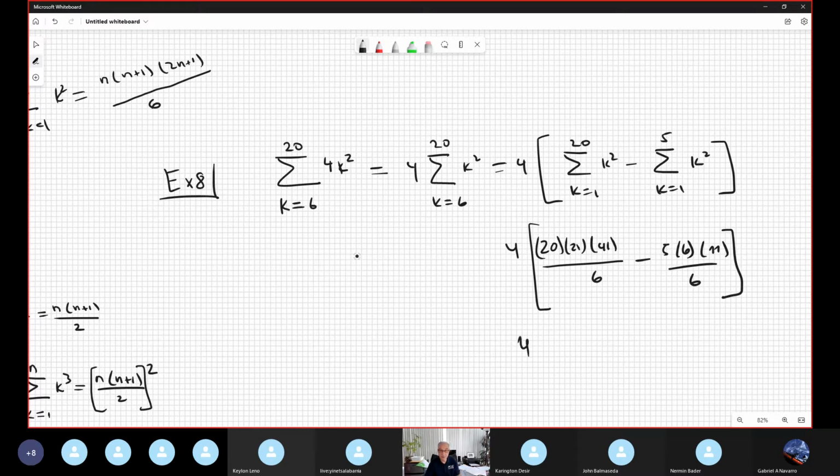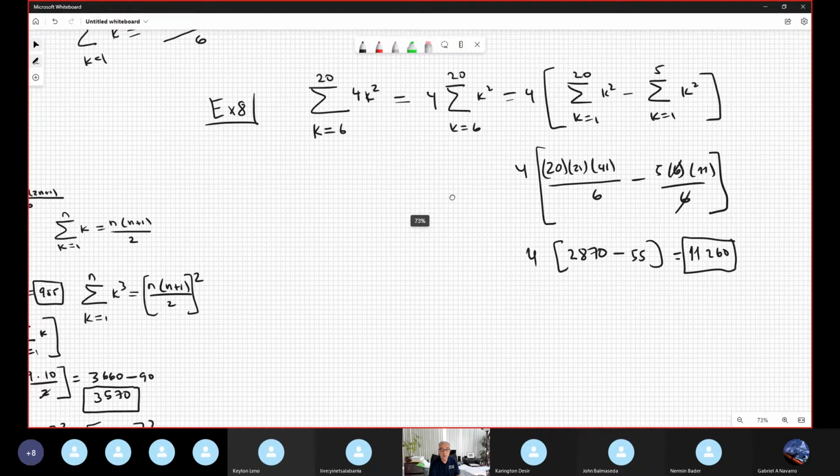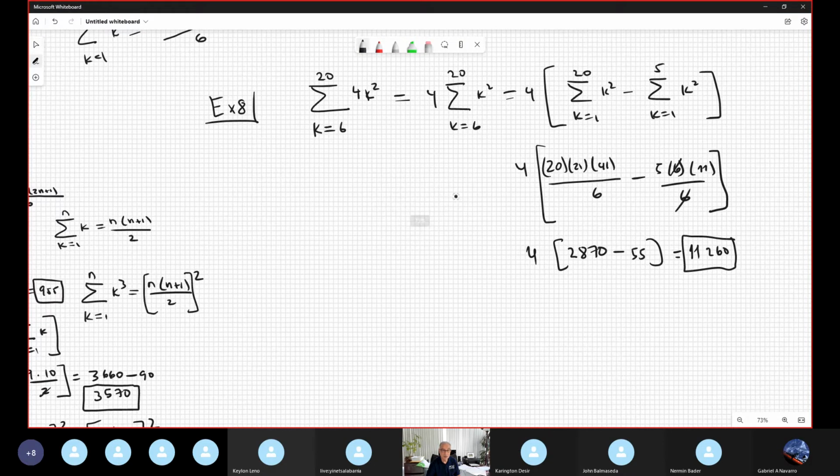The rest is calculated. You put here, this is 2,870 minus 55. That makes sense, 55, because this 6 cancels out, 5 times 11 is 55. Now subtraction and multiplication by 4, the answer is 11,260. Okay? Super cool or super sophisticated?